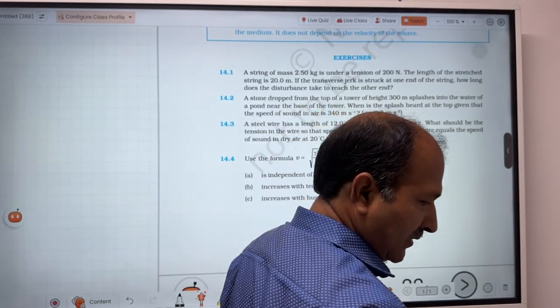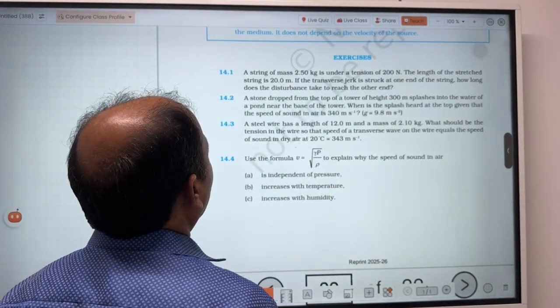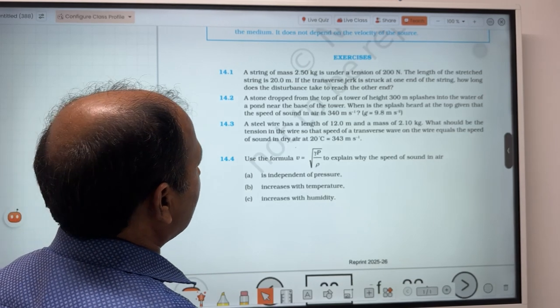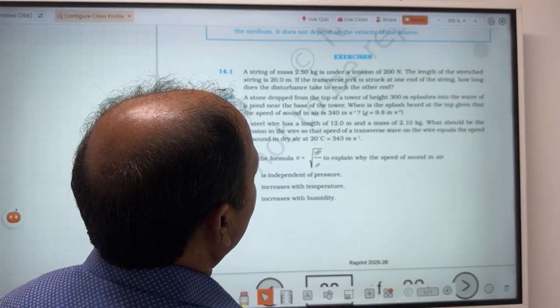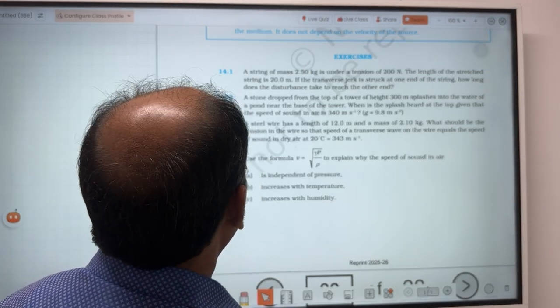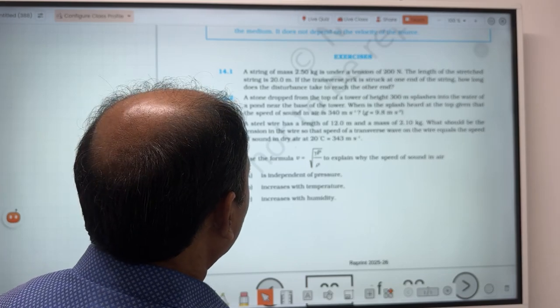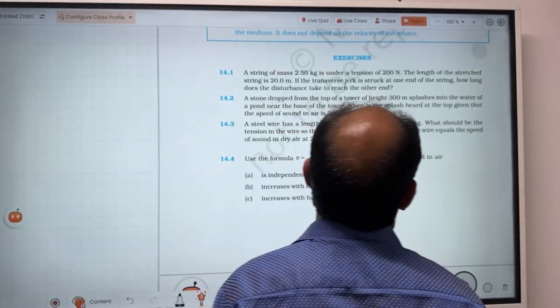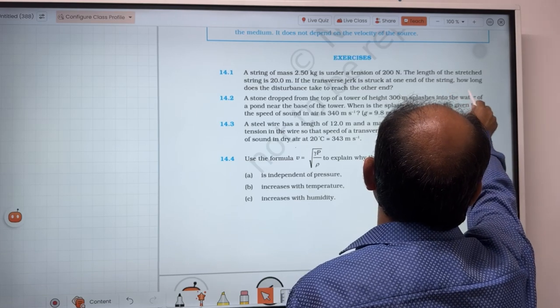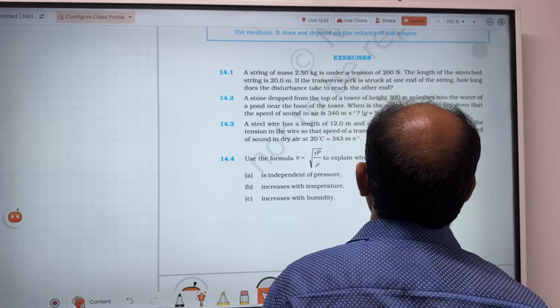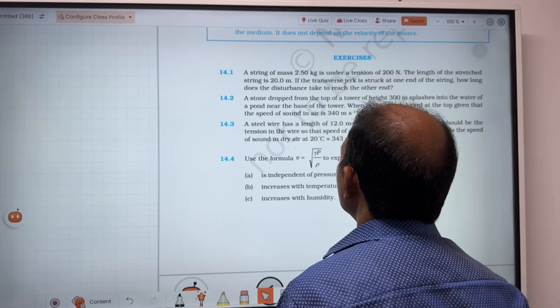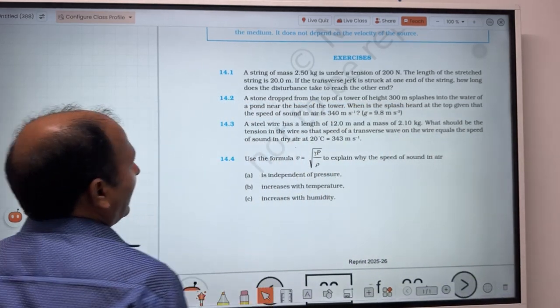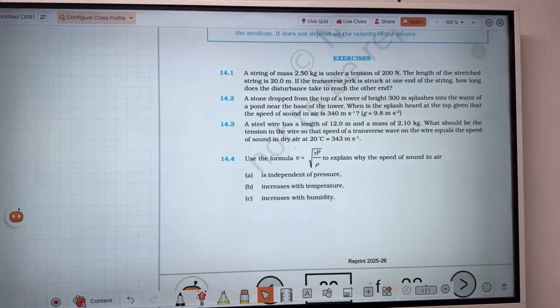Here the question says a string of mass 2.5 kg is under a tension of 200 Newton. The length of the stretched string is 20 meter. If the transverse jerk is struck at one end of the string, how long does the disturbance take to reach the other end? So here, first of all, we have to find out the speed, and then we will apply the formula time equal to distance upon speed. So let's solve it.